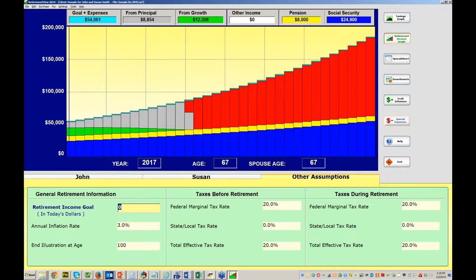And then the program will start applying Social Security, the blue, yellow, pensions, cash infusions, which we haven't talked about today, but we talked about last time. And then it'll start dipping into the investments. Red means they're running out of their investment money for the most part, and they can't meet their retirement income goal, retirement needs targets.